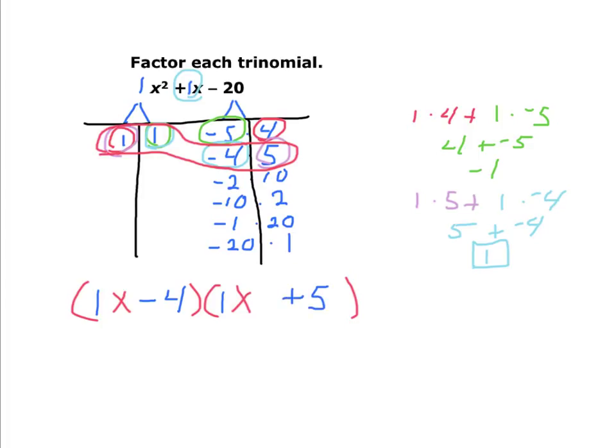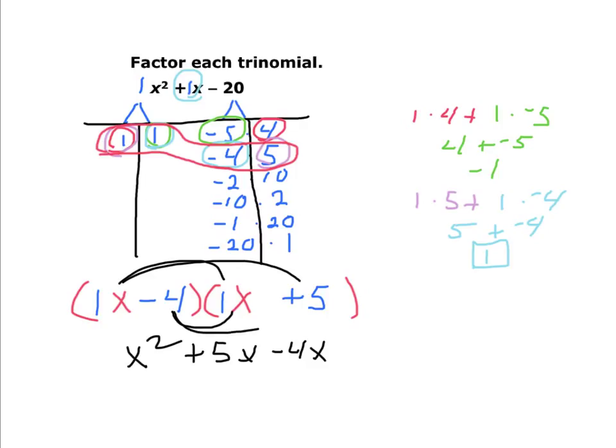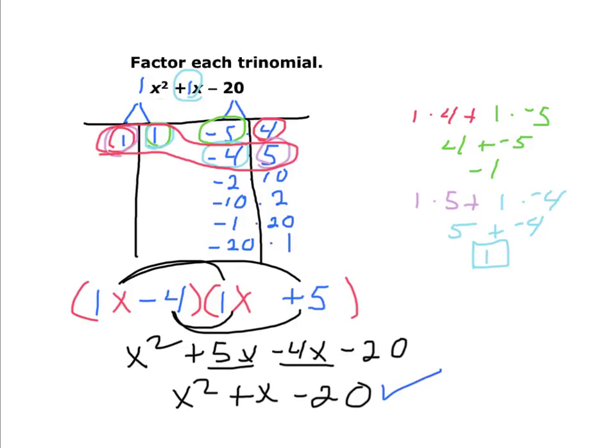Let's check it. X times x is x to the second. X times a 5 is a plus 5x. Negative 4 times 1 is negative 4x. Negative 4 times 5 is negative 20. We're going to add like terms. Those are my like terms. I get x squared plus an x minus 20. Compare that with what I started with. Is it what I started with? It is. That means it checks, and this is my answer.